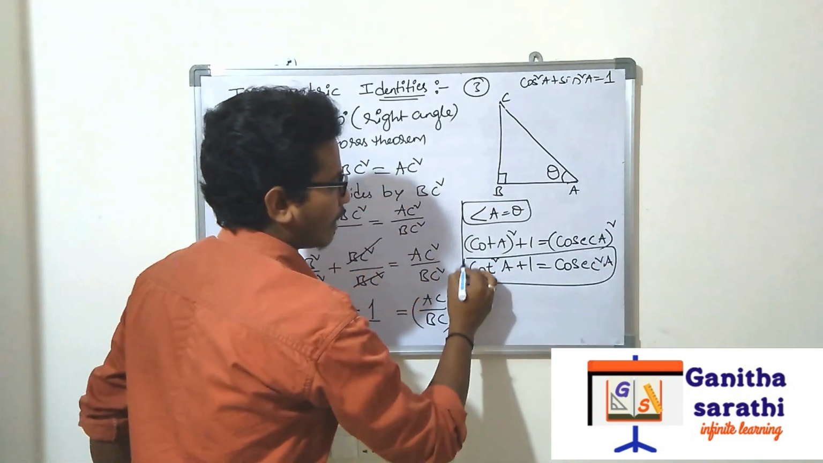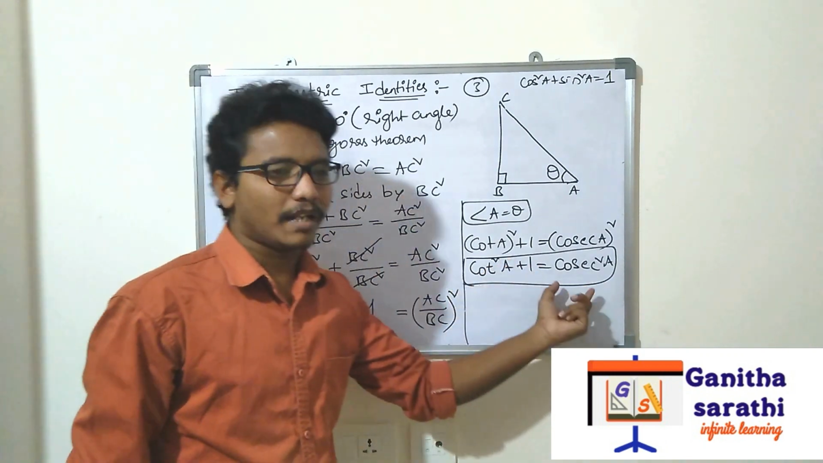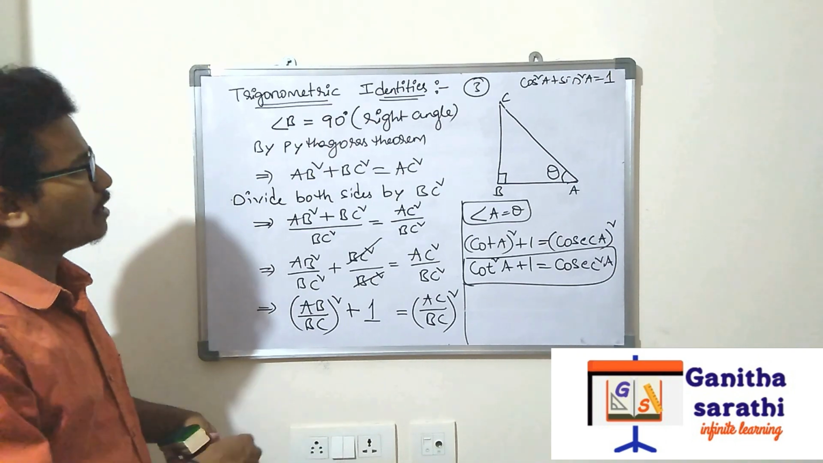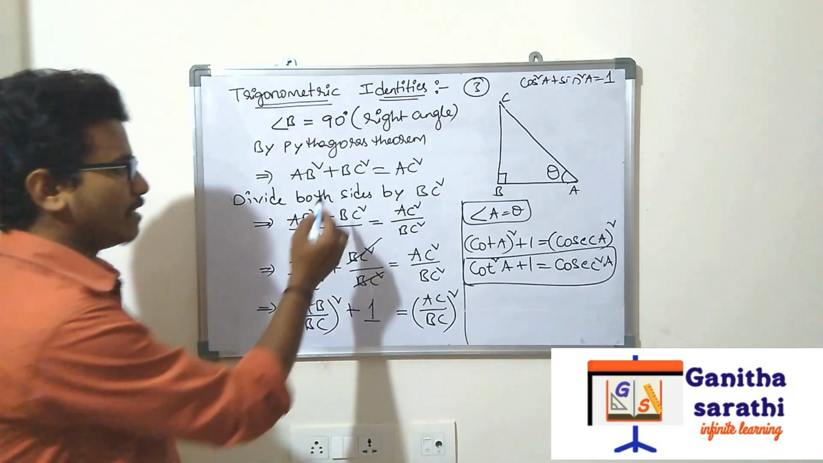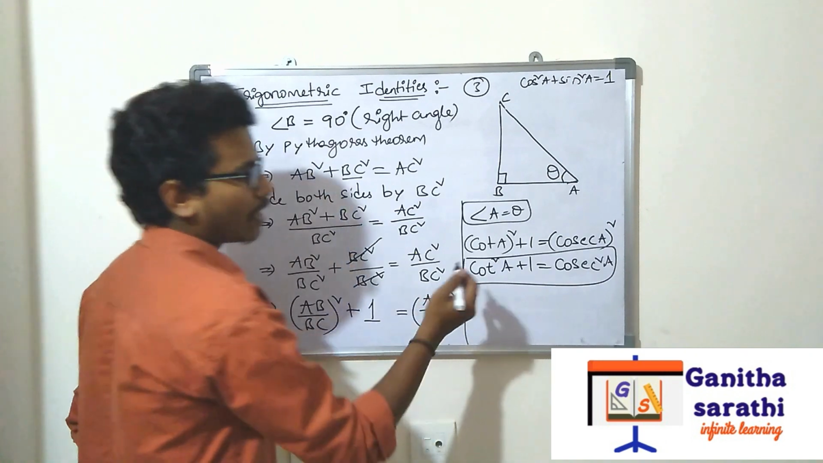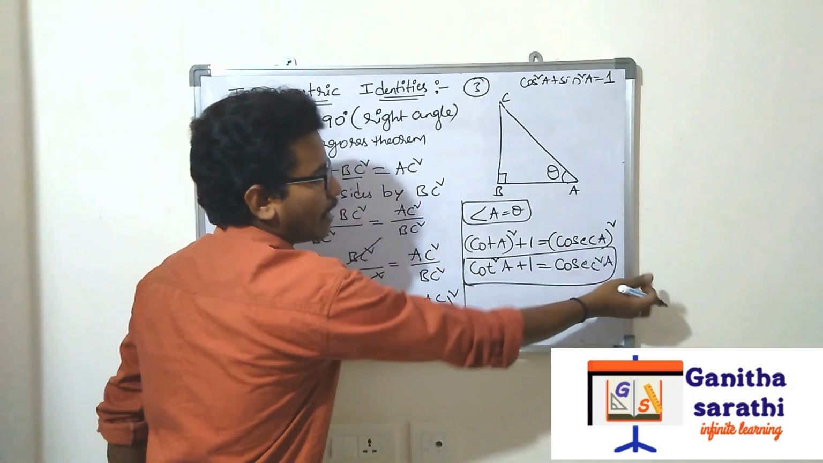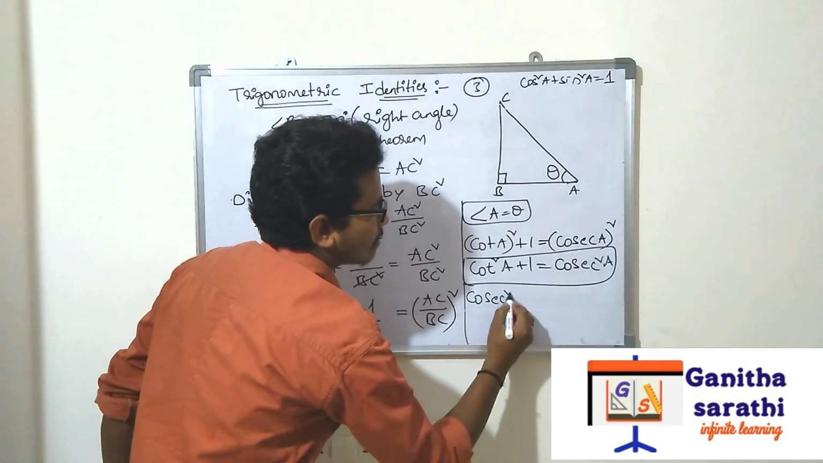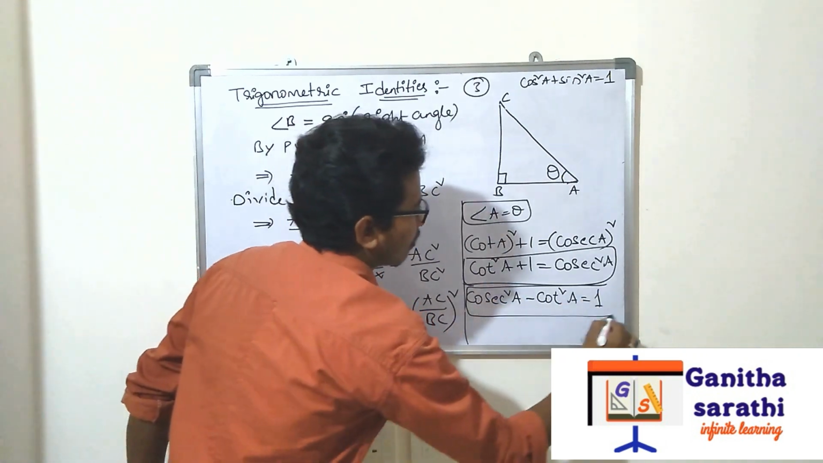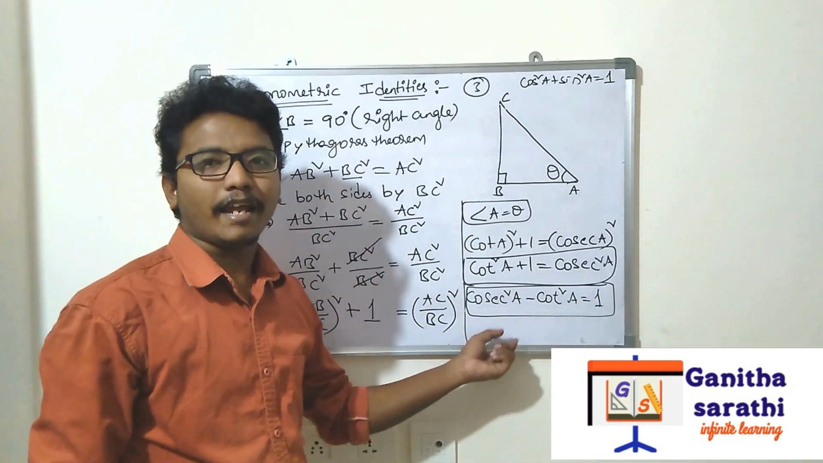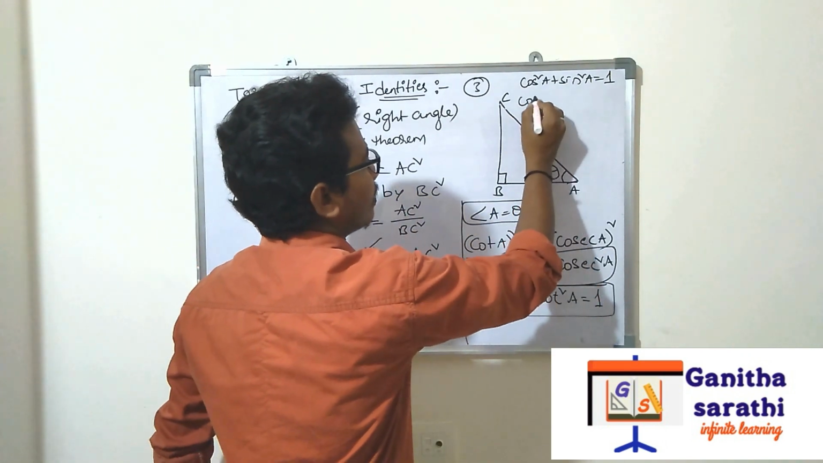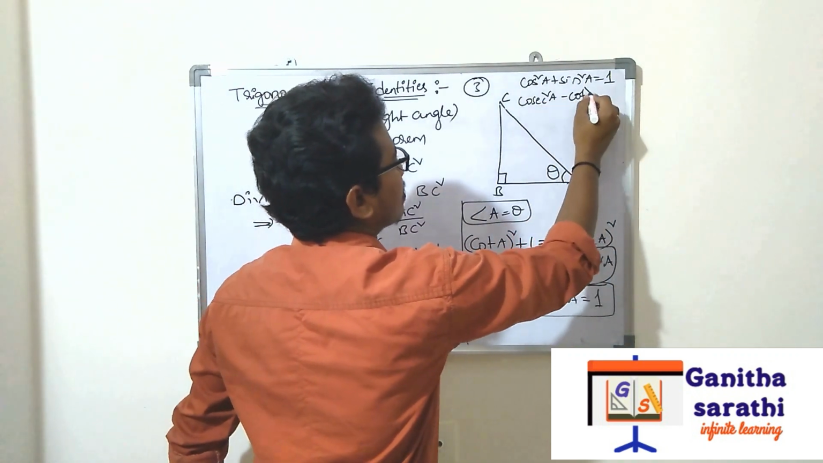This is the second identity. Understood? Cot square A plus 1 is equal to cosecant square A. Now see, in the second identity we have divided with what? BC square. If you divide with BC square, what you got? Cot square A plus 1 is equal to cosecant square A. You can write this as, take this cot square A to this side. What will become? Cosecant square A minus cot square A is equal to 1. Understood all of you? Cosecant square A minus cot square A is equal to 1.